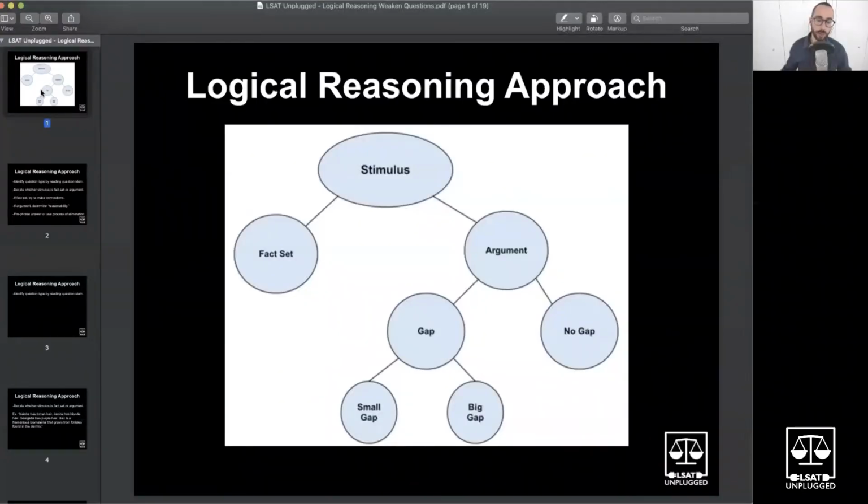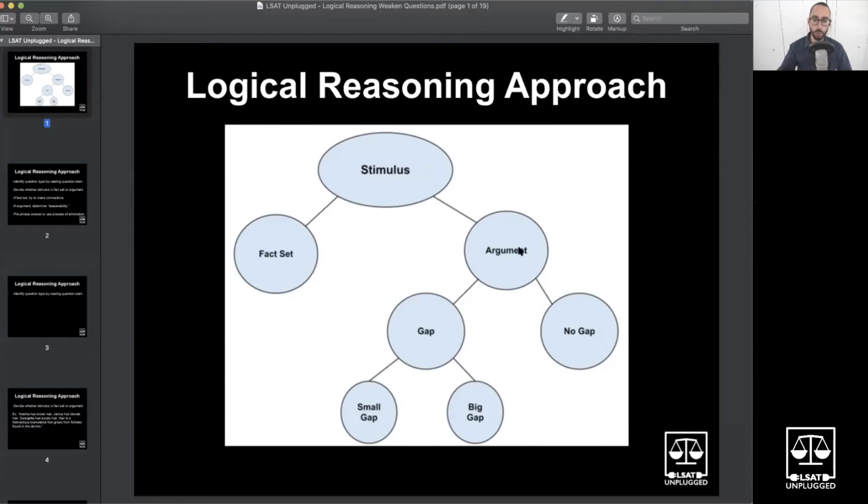General logical reasoning approach: you have the stimulus. The stimulus could either be a fact set or an argument. Fact set stops right there, not a whole lot of nuance, not a whole lot to do beyond that. Typically, this is associated with inference questions, must be true, cannot be true, along with a couple of other types.